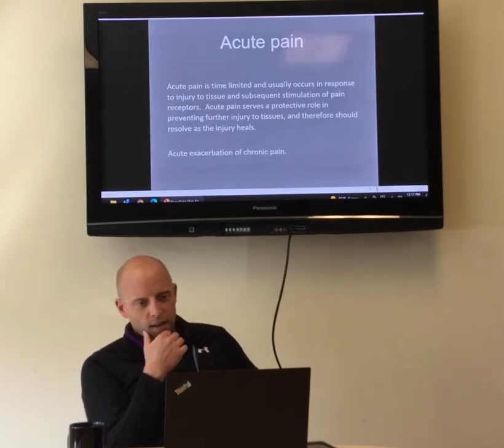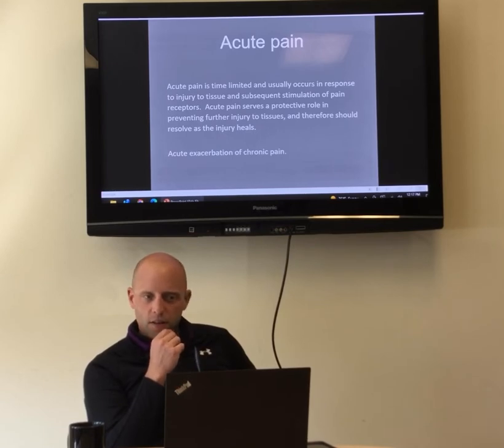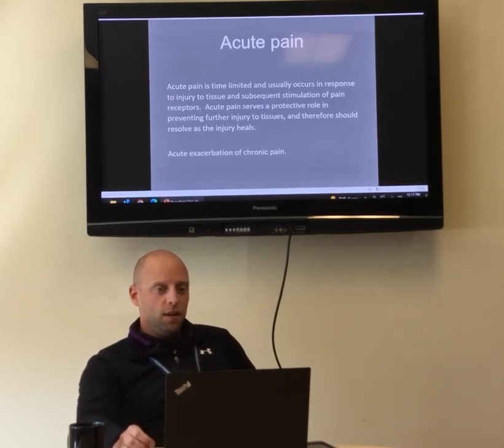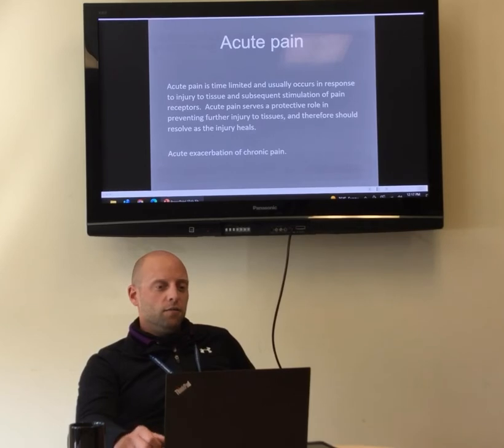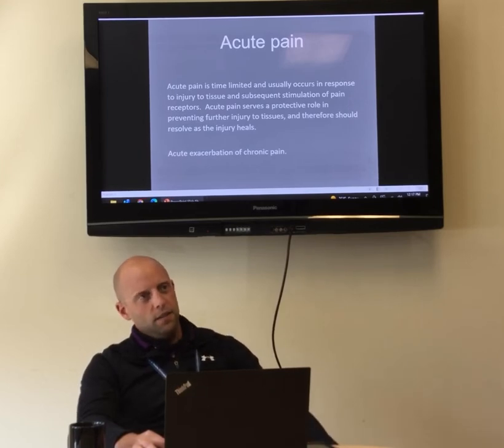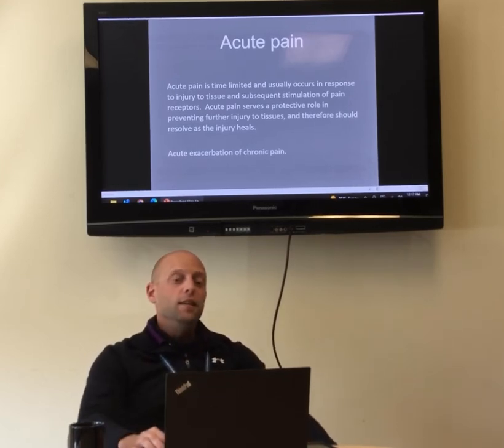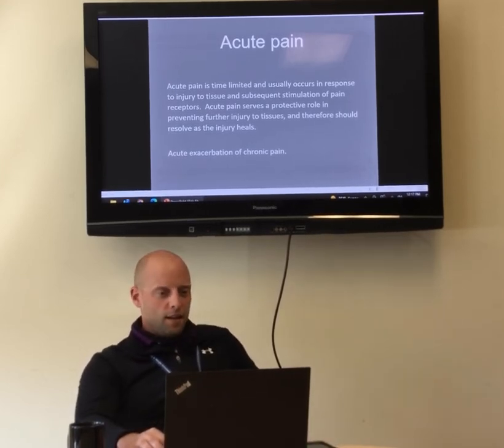So acute pain, this is limited and usually occurs in response to an injury to tissue, and then stimulation of pain receptors serves a protective role physiologically in preventing further injury. If you sprain your ankle, don't walk on that ankle. It's the body's way of saying that until it heals. Obviously, this pain should heal or decrease with time as that injury heals.